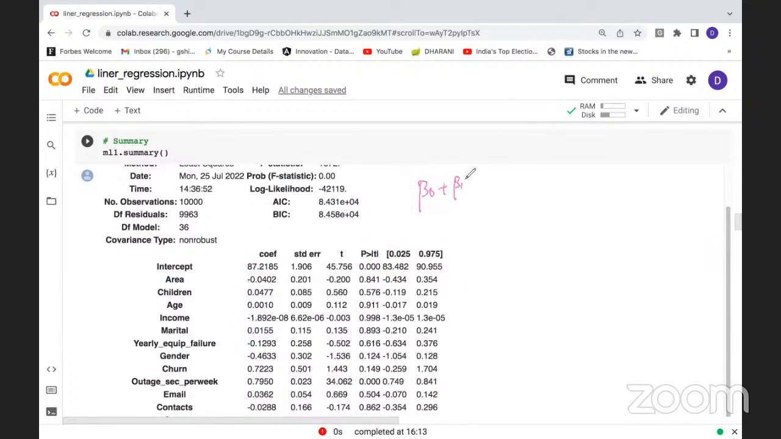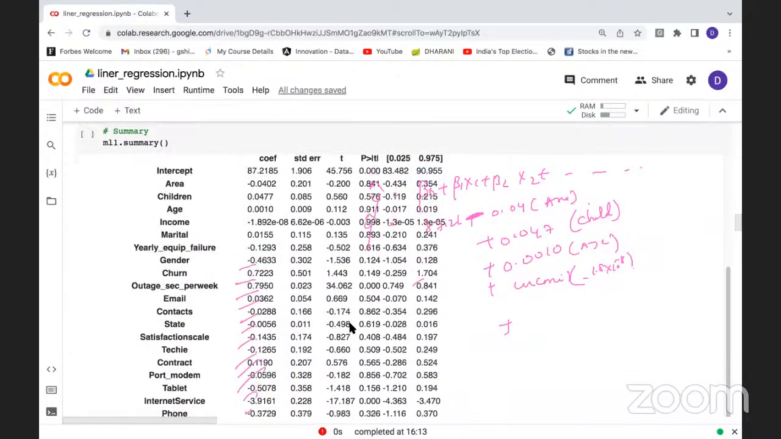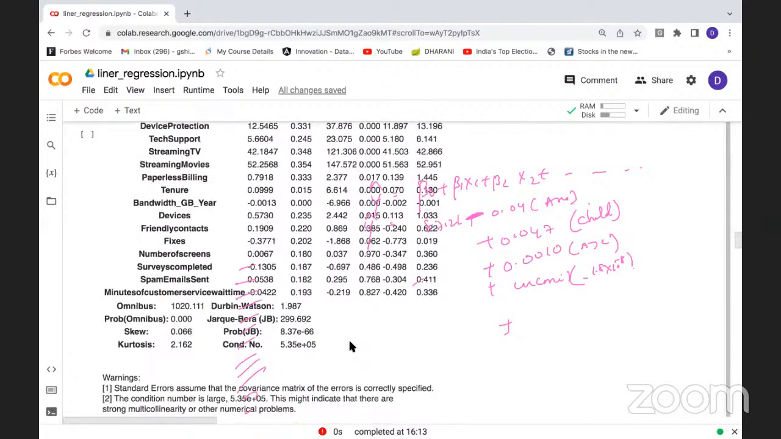So the equation is beta naught plus beta 1x1 plus beta 2x2, and so on. How would I write this equation now? y hat monthly charges is equal to the intercept, 87.21, plus beta 1, minus 0.04 into area, plus 0.047 into children, plus 0.010 into age, plus income as 1.8 into 10 to the power of 8, like that. These are my beta naught, beta 1, beta 2, beta 3, up to beta 11, whatever I have taken. But if you see the corresponding p values, except for very few, none of the values are significant.